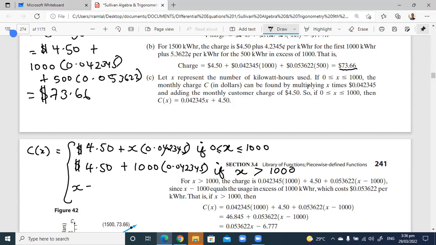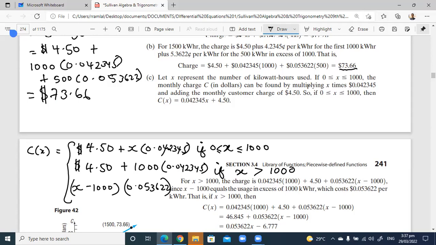Right, so you take out the first 1,000, pay it at the lower rate, and then you take anything over 1,000. How do you get what is over 1,000? You have to subtract 1,000, and that's how you got 500 here. 1,500 take away 1,000, that's how you got 500. So that's why I'm minusing 1,000. And how are you paying this? You're paying anything over 1,000 at the higher rate, 0.053622. Right, and that's it.